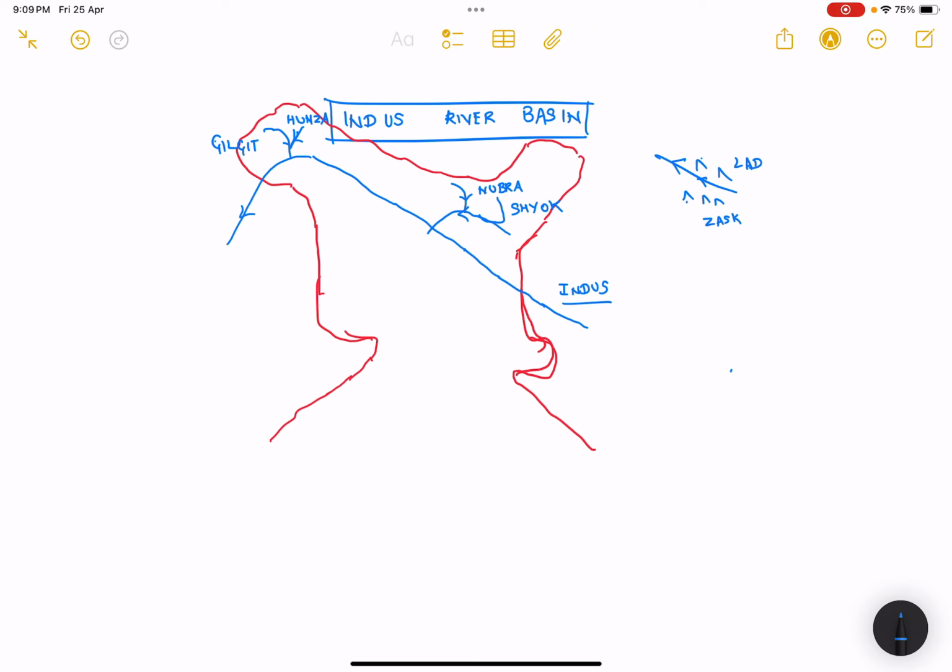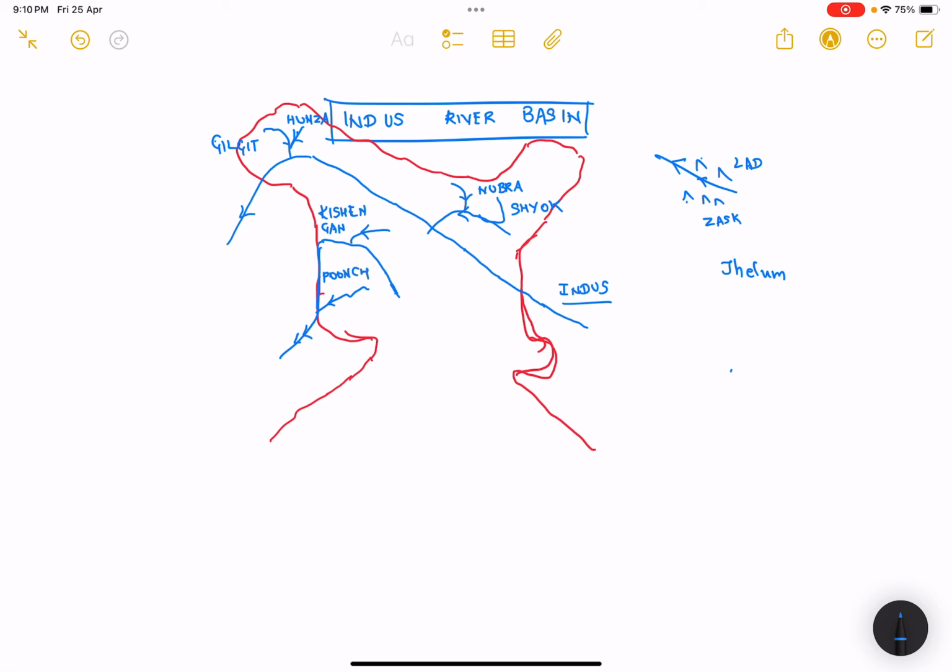Then we have the second river of the Indus River Basin, which is River Jhelum. Jhelum starts in the Union Territory of Jammu and Kashmir, and then it forms a lengthy border between India and Pakistan, and then it flows into the country of Pakistan. So we have two tributaries for Jhelum. One is Kishanganga, and after Kishanganga, in the south we have one more tributary, River Poonch.